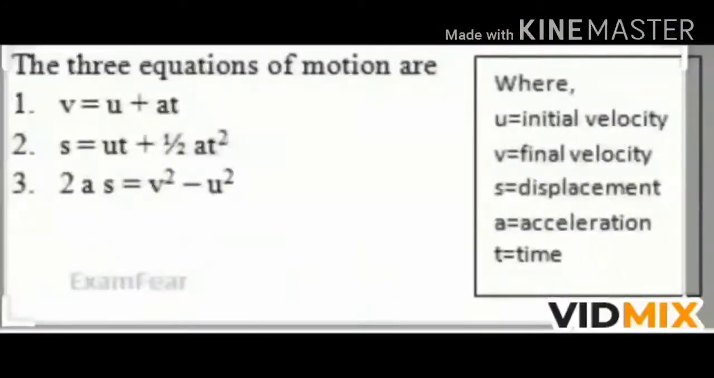The first equation of motion, what was that? V equals U plus AT, where V is final velocity, U is initial velocity, A is acceleration and T is time. Second equation of motion is S equals UT plus half AT square, where S is displacement, U is initial velocity, T is time, A is acceleration. Now the third equation of motion, 2AS equals V square minus U square, where A is acceleration, S is displacement, V is final velocity and U is initial velocity.